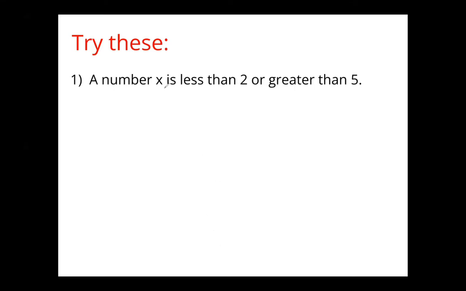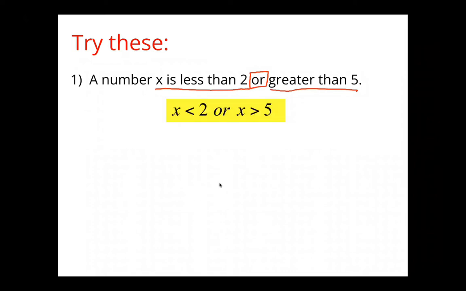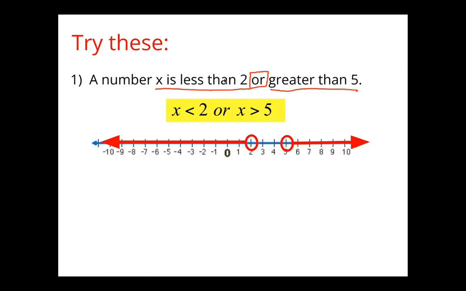So first, I'm going to identify my inequalities. That'd be x is less than 2. Then find my joining word, which would be or. And then my second inequality would be greater than 5. So it would be x is less than 2 or x is greater than 5. And our inequality would look like this. Now that we have our inequality, let's go ahead and draw a number line.